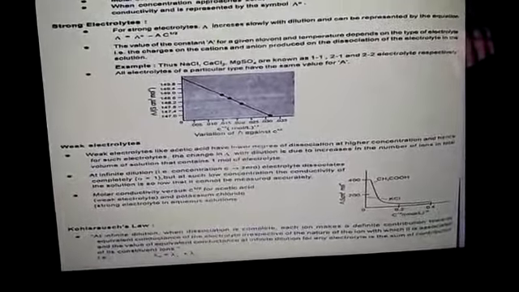Now in case of a weak electrolyte, the lambda m naught for the weak electrolyte cannot be determined by extrapolating the curve to under root C equal to 0, because the curve becomes parallel to the conductivity axis.